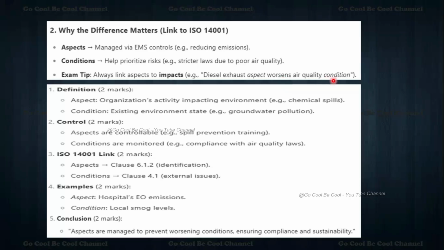Okay, definition, 2 marks. For example, the same question they ask for 2 marks. Aspect is organization activity impacting the environment, example chemical spill condition. Control, 2 marks. If they ask 10 marks, in that sense you have to split up the division of everything. Control, what is the ISO 14001 link, 2 marks, aspect and condition example. Clause, 2 marks: aspects are managed to prevent worsening conditions, ensuring compliance and then sustainability. So like that you can write in the examination.